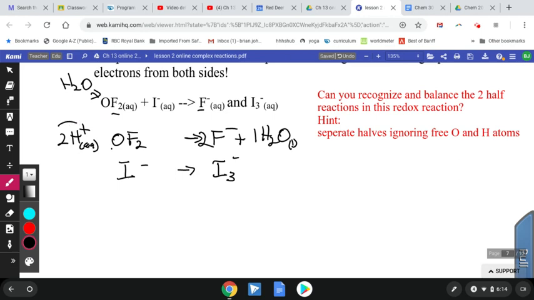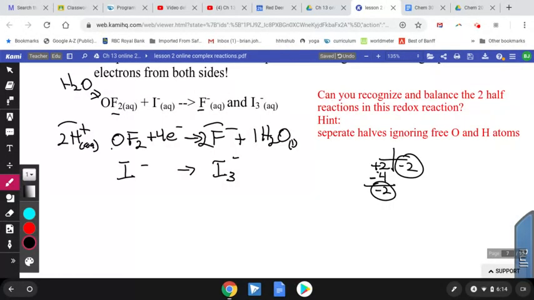I've got +2 and -2. A lot of students would try to add 2 electrons to balance it out, but that's not right. I'm at +2 and -2. I have to get them the same, so I'm going to add to the more positive side, and I need to add -4 to get the two sides the same. So 4 electrons get added.